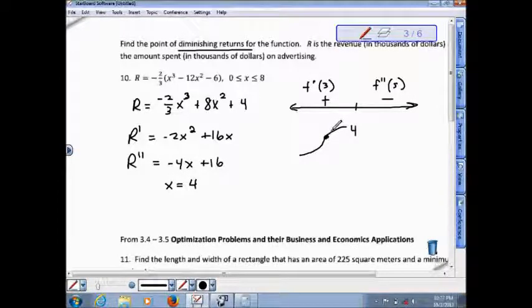So even though they will still be making more money by spending more money on advertising, they're not going to be making as much at the same rate as right here, the point of diminishing returns. So spend $4,000. That's the point of diminishing returns. Spend $4,000 on advertising.